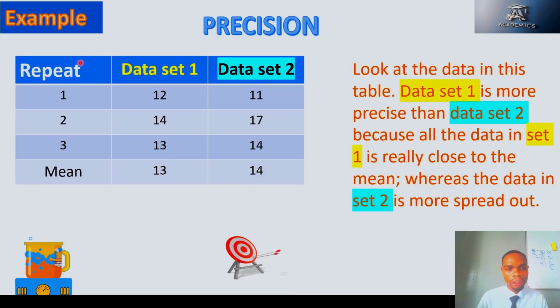For example, look at this table now. You can see that this data here, they all agree with each other, and they agree with the mean. They're not like this one that is very spread. You can see this data are very spread, even from the mean. This set of data has high precision, but this one has low precision.